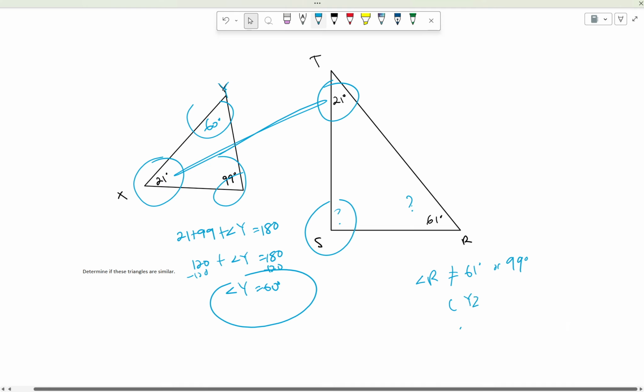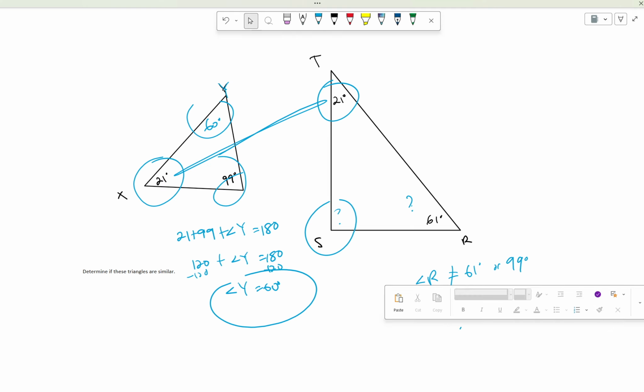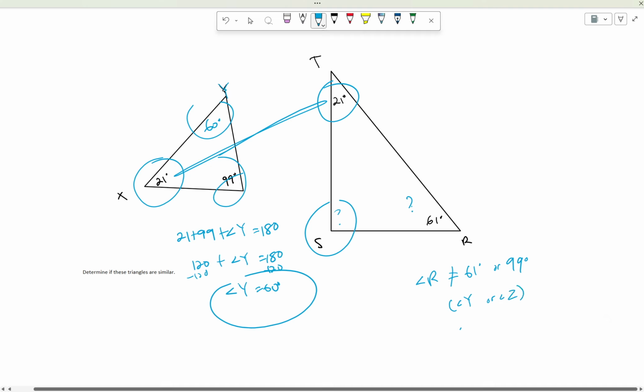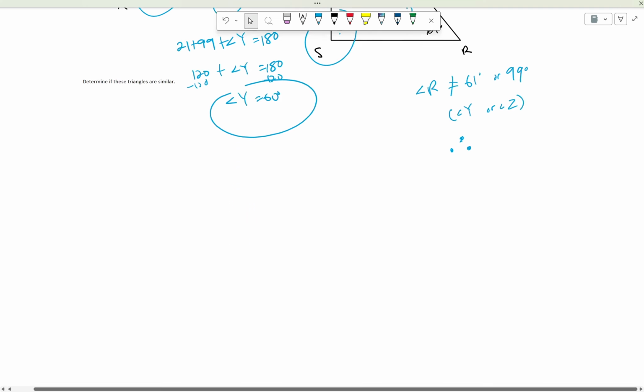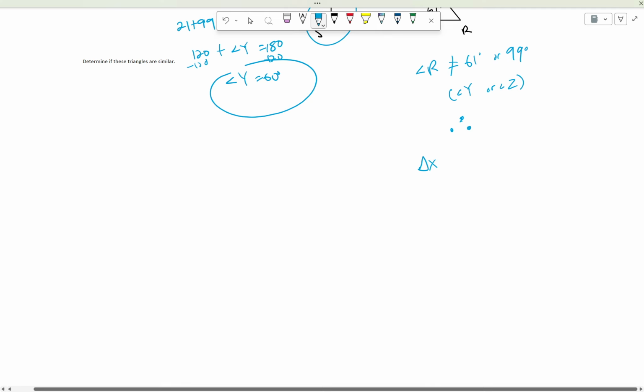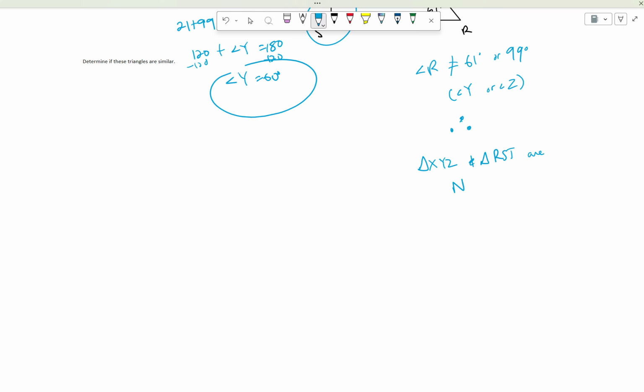So this is angle Y or angle Z. Okay, so therefore, the three dots, we can make our conclusion that triangle XYZ and triangle RST are not similar. There's only one set of angles matched.